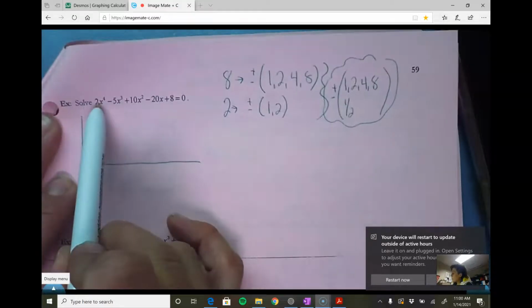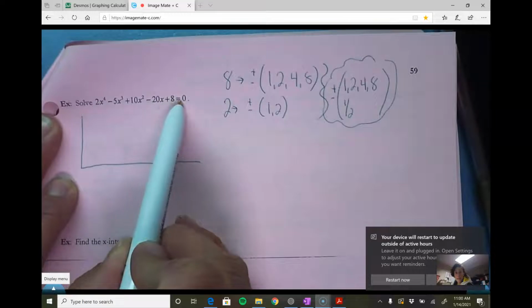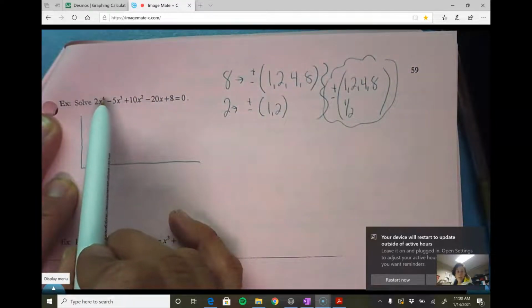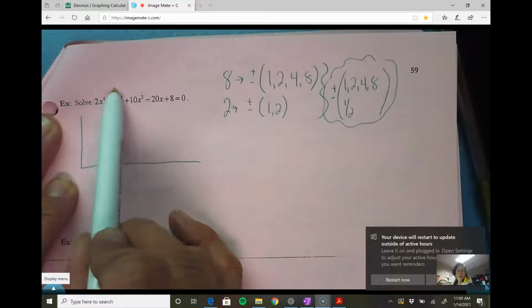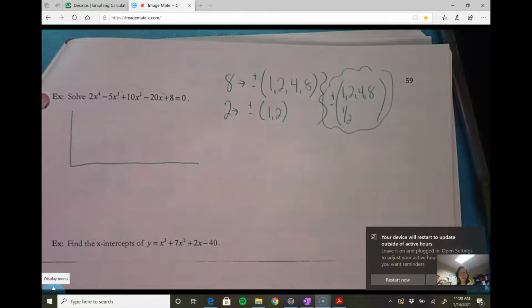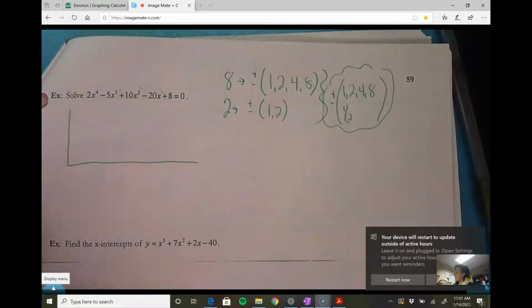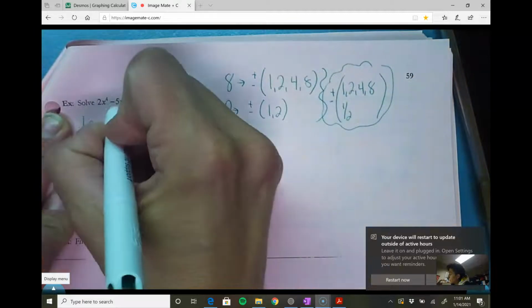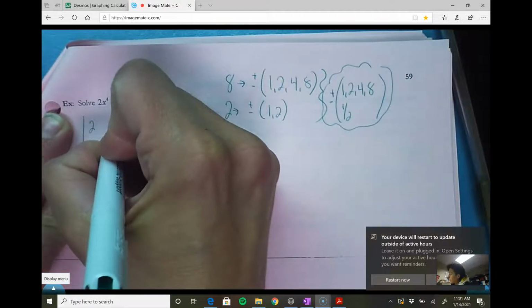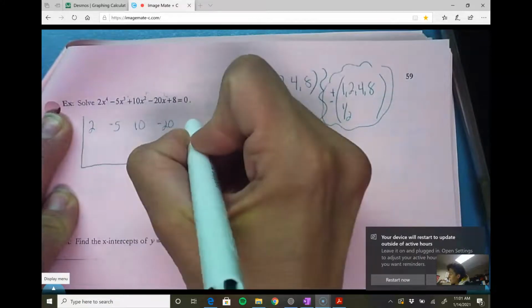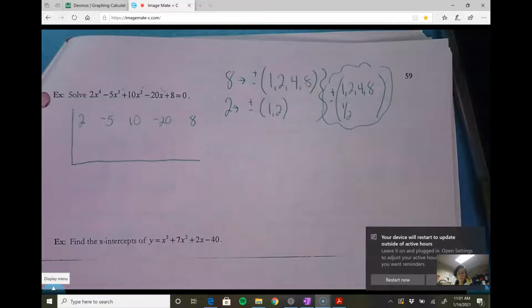And what I'm going to do is check every number in this list, and I'm going to make sure that I have all the powers after 4. So think of it as a countdown. 4, 3, 2, this is like a first power, and then there's no power. If I have that, I am good to go. So what I'm going to do is put a 2. I'm going to put a negative 5. I'll put 10. I'll put negative 20. And I'll put 8. Okay?